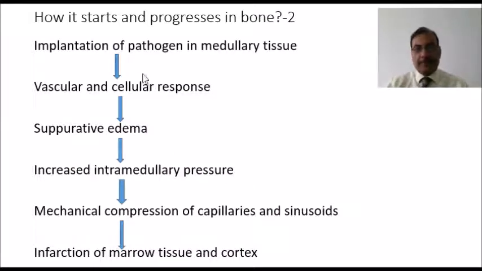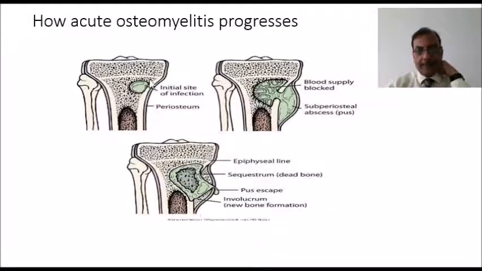So this is the implantation of the pathogen in medullary tissue. Vascular and cellular response turns out to be a suppurative edema. Then increased intramedullary pressure occurs, which compresses capillaries and sinusoids, and then infarction of the marrow tissue and cortex occurs. And this is how you can see the initial site of the infection. Then it goes through the Haversian system to present itself over the surface of the bone. So it is presented as a subperiosteal abscess.